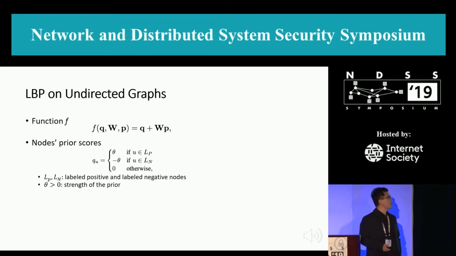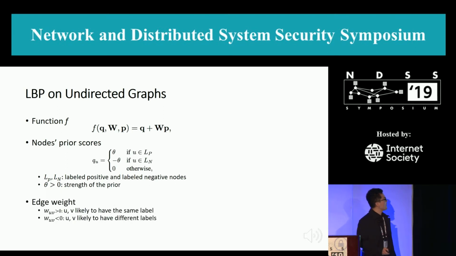And the node prior scores are defined as follows. LP and LN mean labeled positive nodes and labeled negative nodes, and theta is a parameter that indicates the strength of the prior. It is a positive number. So if a node u is labeled positive, we assign a positive prior. If it is a labeled negative node, we assign a negative prior. And for unlabeled nodes, we assign a prior of 0.